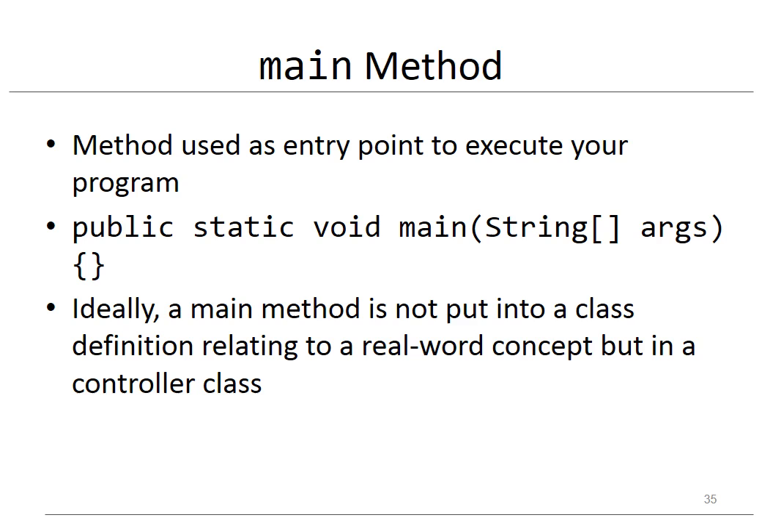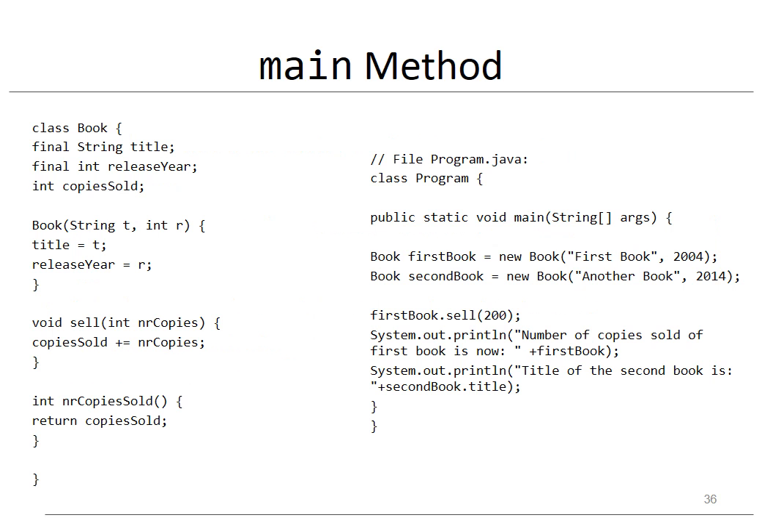Ideally, a main method is not put into a class definition relating to a real-world concept such as book, student, etc., but in a controller class. Here you can see this illustrated. Our book class represents a business or real-world concept. We also defined a controller class program with a main method. This class is used to start the program.